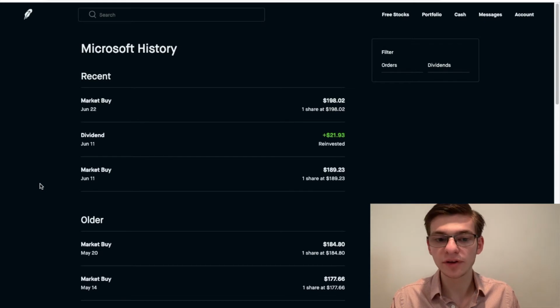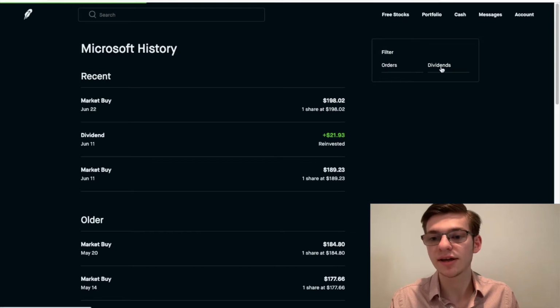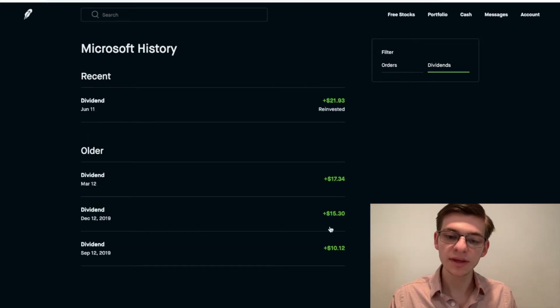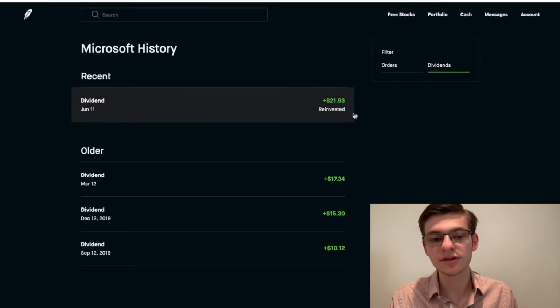But if you want to filter it so that way you just see one or the other, you can do that over here. So there's orders and dividends. You want to click on dividends if you're looking at dividends. And now you'll see I received the fourth dividend here.